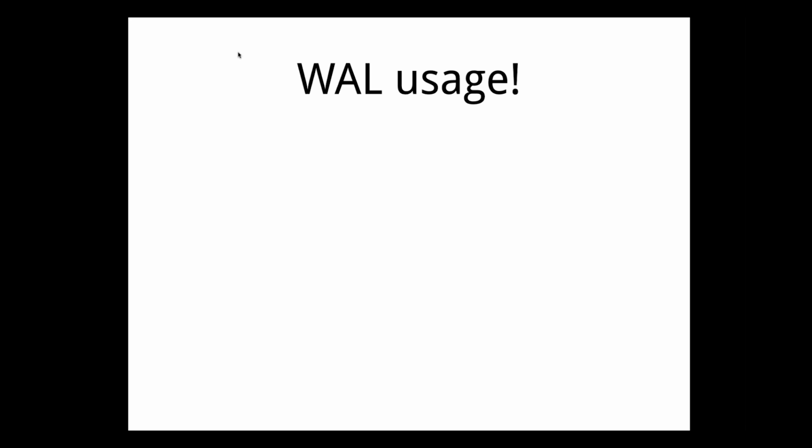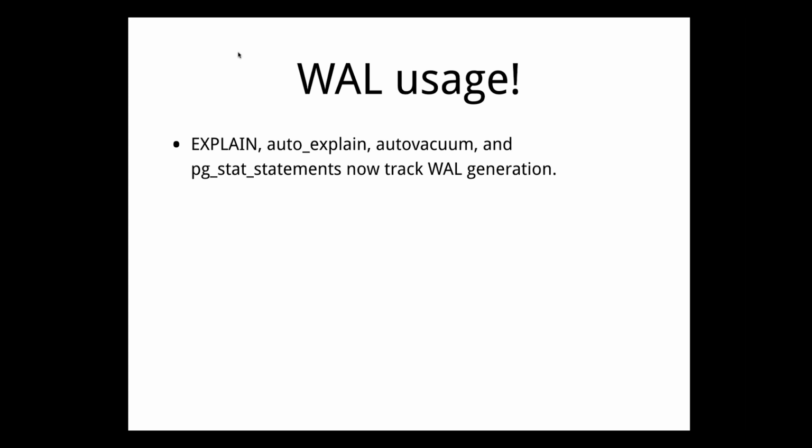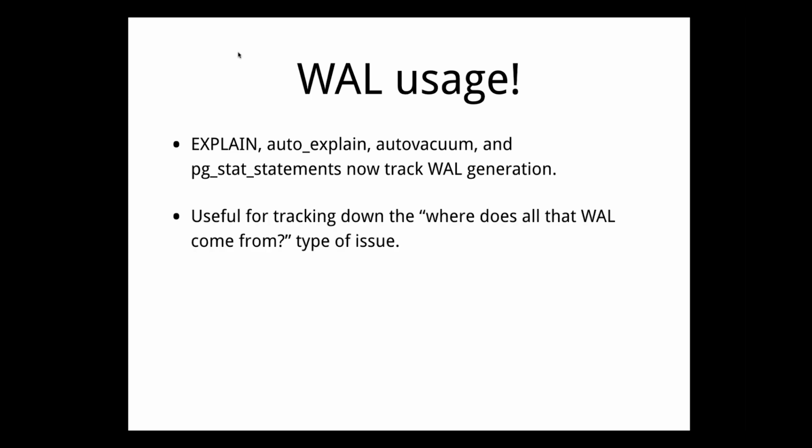Now we can keep track of WAL usage. Lots of things produce write-ahead log. Queries do, of course, inserts and updates and deletes and stuff. Vacuum creates WAL, and now these all can track how much WAL each of these creates, so you can see where all this WAL is coming from. So explain output, auto_explain, autovacuum, and pg_stat_statements all track how much write-ahead log they're generating. And it's useful for tracking down where all that WAL comes from, because frequently you say, where did this, suddenly I'm spewing all this write-ahead log information. What happened there? It's probably autovacuum, but this way you can track it down.